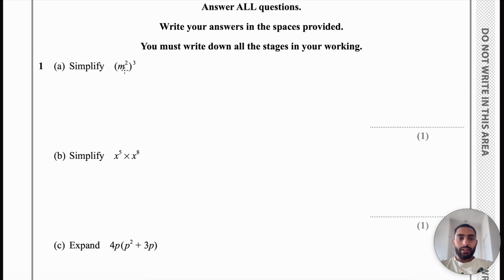Question 1. Simplify m squared to the power of 3. Whenever you have a power to a power, you just multiply them together. So I'm going to do 2 multiplied by 3, which would be m to the power of 6.